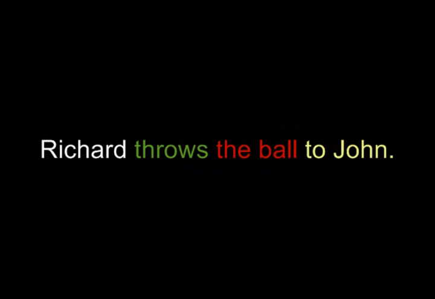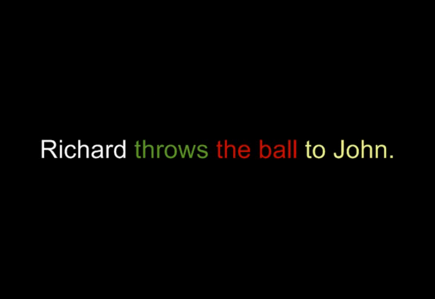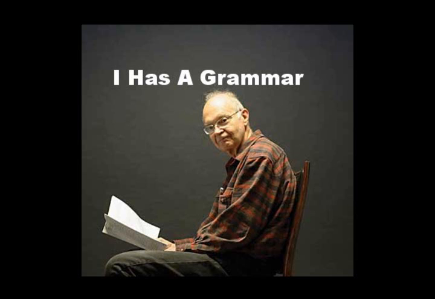Now, if we were to replace the direct object or the indirect object, either or, with a pronoun instead of a noun, the word order of that sentence has to change. So now instead of Richard throws the ball to John, we're going to say Richard throws it to John. And when you make the direct object a pronoun, it has to move between the subject and the verb. So the Spanish word order would be Richard it throws to John. Make sense? If the direct object is a pronoun, it moves between the subject and the verb.